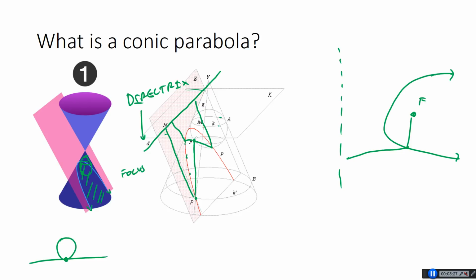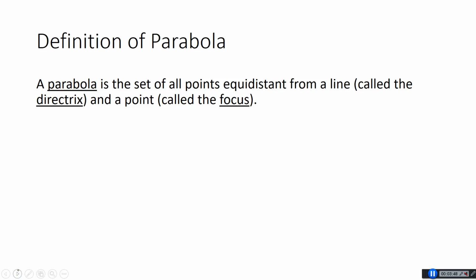And that's actually how we're going to define a parabola: if you take any line and any point, every point that is the same distance from the line and the point creates a parabola, always. They will always create a perfect parabola. If you take any point and any line, the points that are the same distance from both are always going to create a parabola. So this is our definition of parabola. A parabola is the set of all points equidistant from a line, called the directrix, and a point, called the focus.